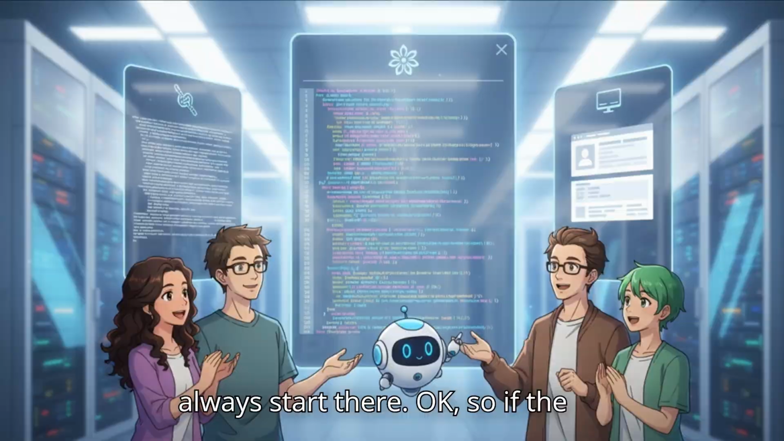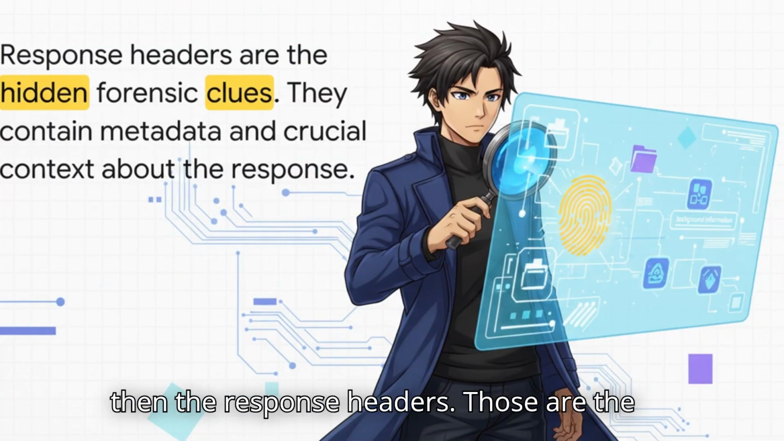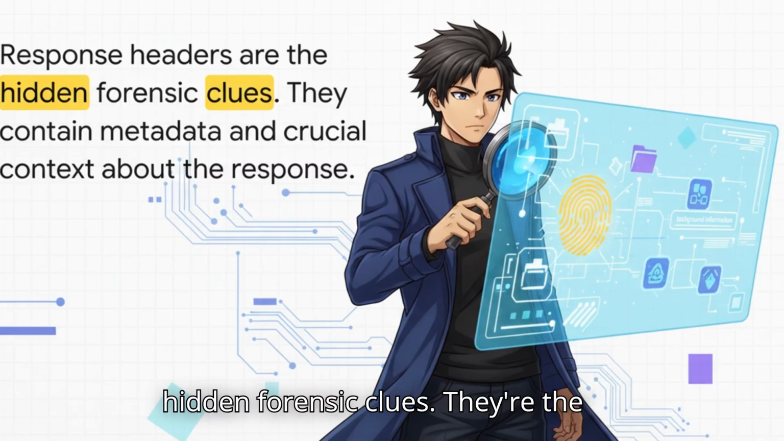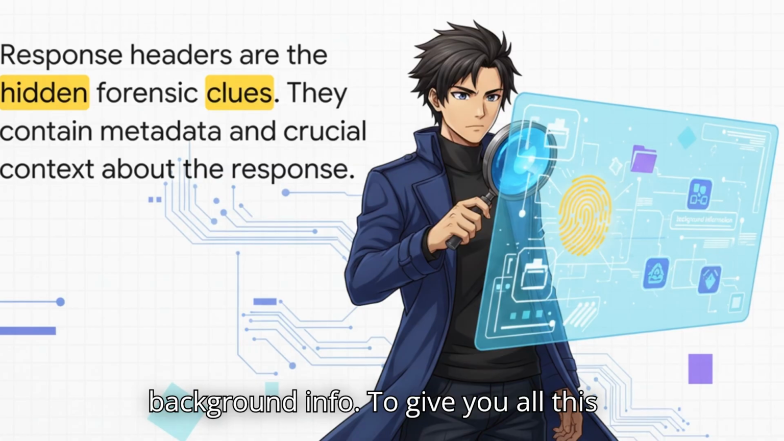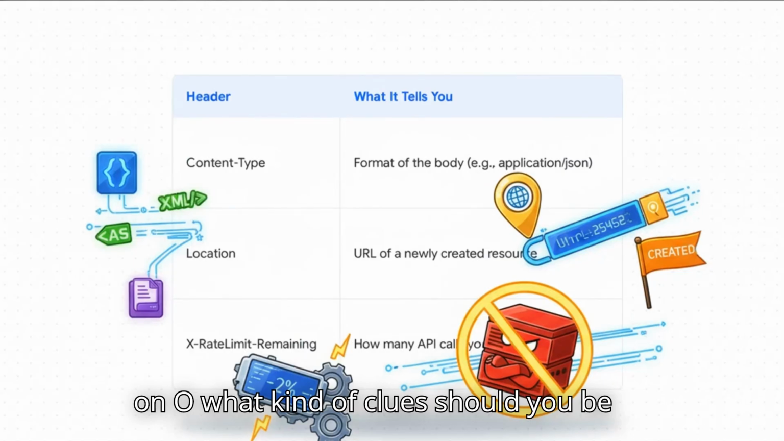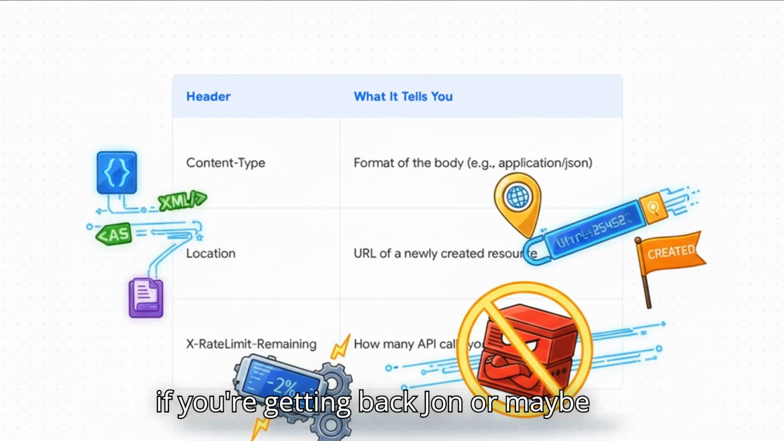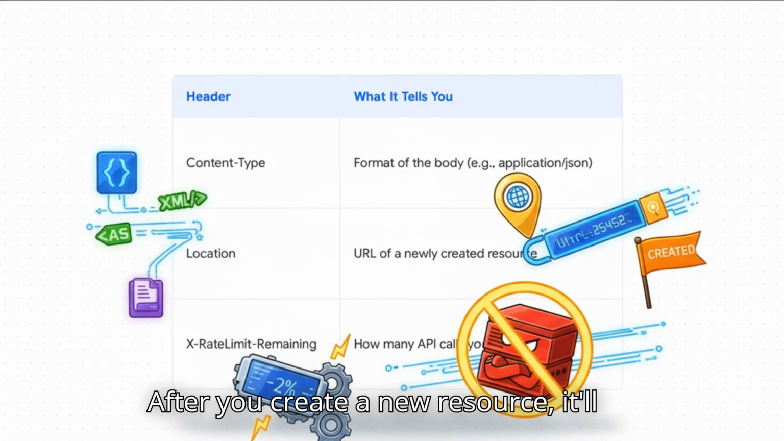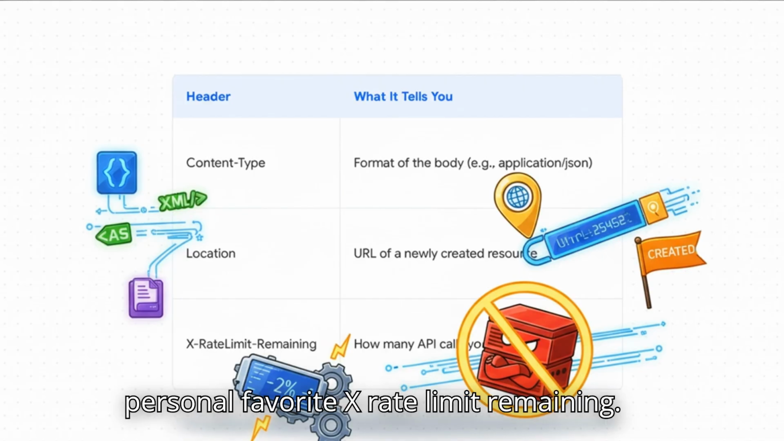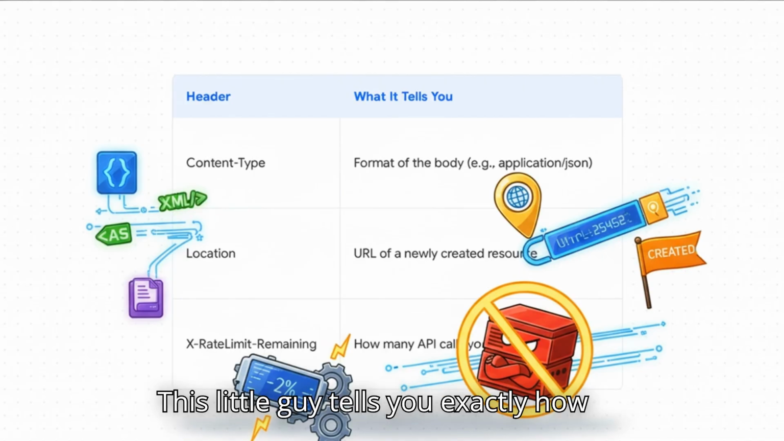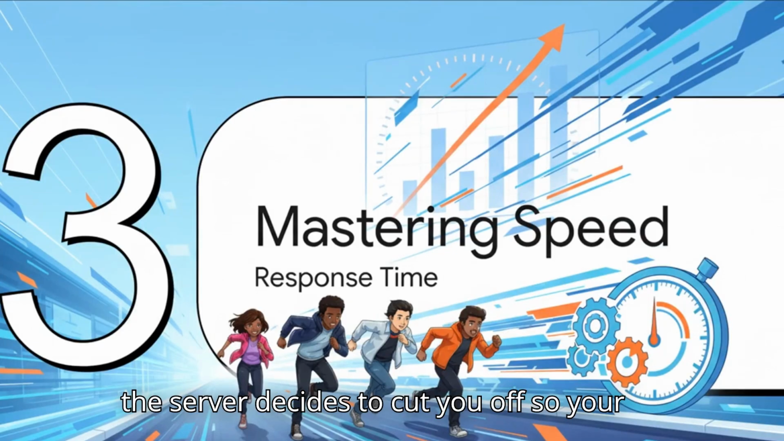Okay, so if the response body is the witness statement, then the response headers, those are the hidden forensic clues. They're the metadata, the fingerprints, the background info that give you all this crucial context about what's really going on. So what kind of clues should you be looking for? Well, content type tells you if you're getting back JSON or maybe something else. Location is super useful. After you create a new resource, it'll give you the direct URL to it. And my personal favorite, X rate limit remaining. This little guy tells you exactly how many more requests you can make before the server decides to cut you off.